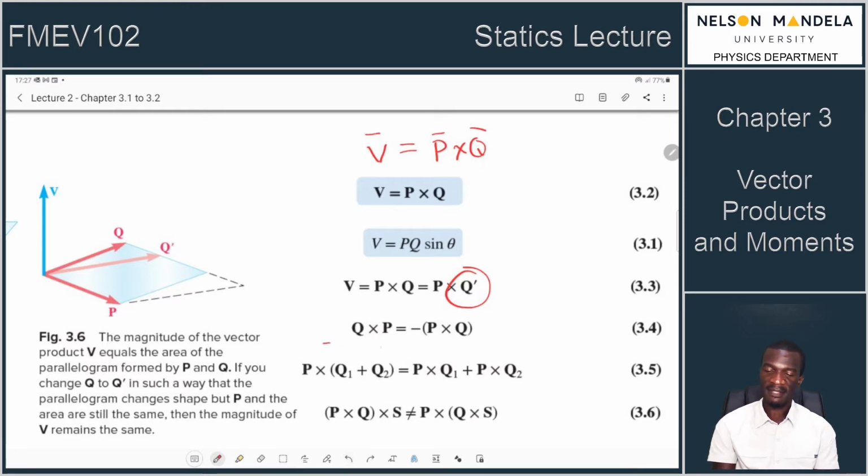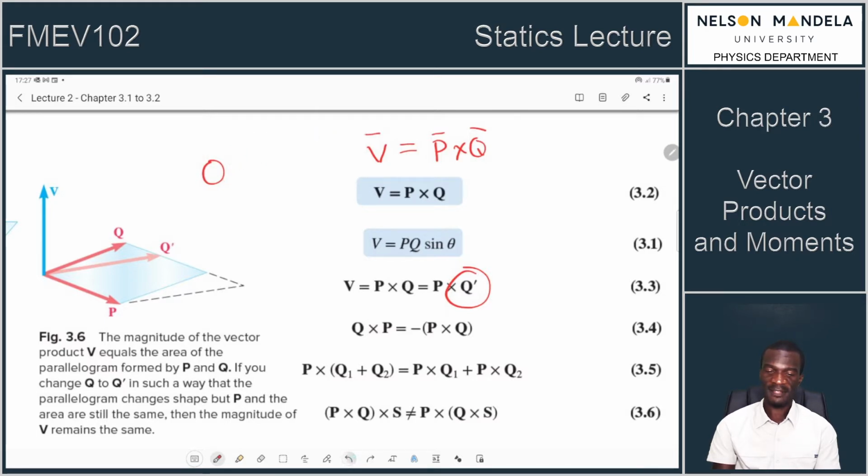Then property number 2 is that when we cross multiply vectors, the cross multiplication is non-commutative. In other words, Q cross P is not the same as P cross Q. In actual fact, what happens is this.